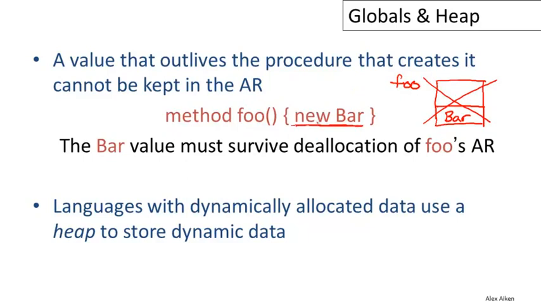And so this has to be accessible to foo's caller after foo exits. And so what that means is that this bar object and all dynamically allocated data have to be stored someplace other than the activation record. And languages with dynamically allocated data generally use a heap for that purpose.